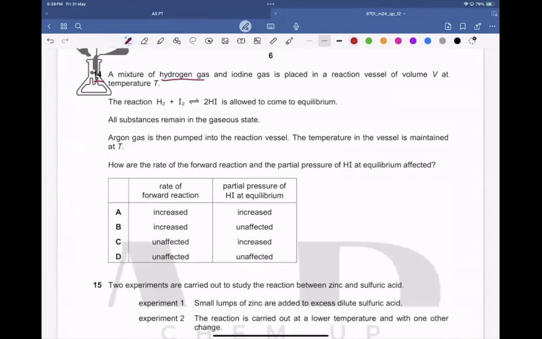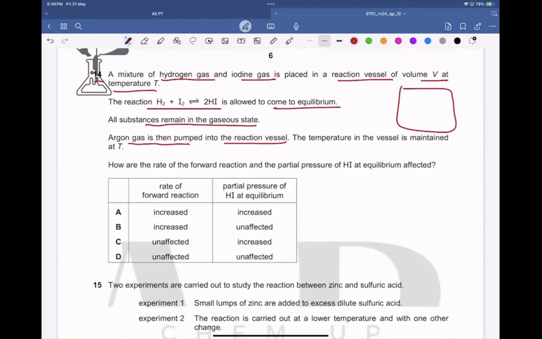A mixture of hydrogen gas and iodine gas is placed in a reaction vessel of volume V at a temperature T. The reaction is allowed to come to equilibrium. All the substances remain in the gaseous state. Argon gas is then pumped into the reaction vessel. So what they are saying is that when the equilibrium is established, where there is hydrogen, iodine and hydrogen iodide, they have introduced argon gas in it. The temperature in the vessel is maintained at T. How are the rate of the forward reaction and the partial pressure of hydrogen iodide at equilibrium affected?